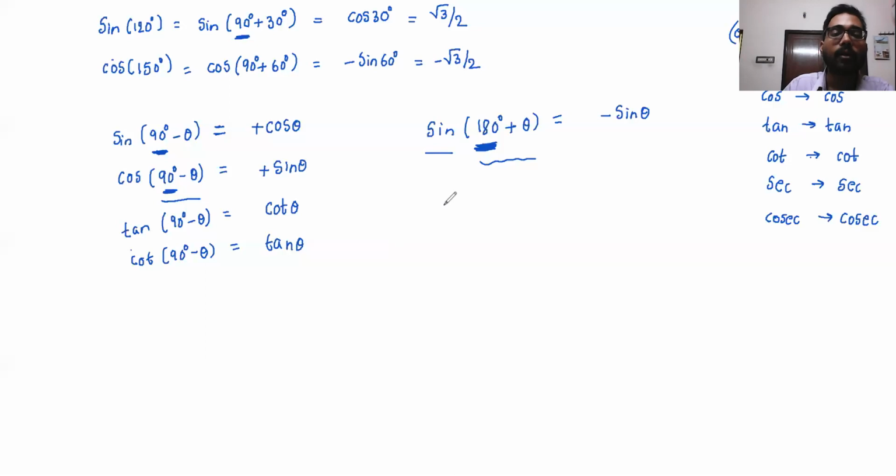Suppose I have cos of 180 minus theta. Now you see 180 is there, so cos will remain cos. So directly write cos theta. Whether plus is there or minus is there doesn't matter, it is just going to be cos theta. Now you see the quadrant. This is a second quadrant angle, and in the second quadrant, cos is, because 180 minus.